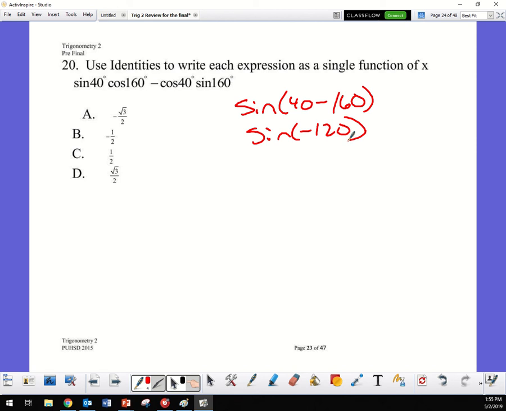Negative rad 3 over 2. Could I have just plugged it in my calculator? Yeah, put it in degrees. Change it back to degrees, make sure it's there, and then check every answer.